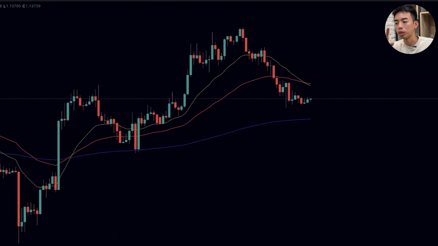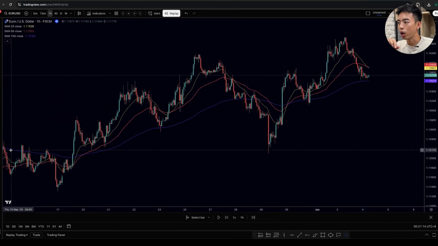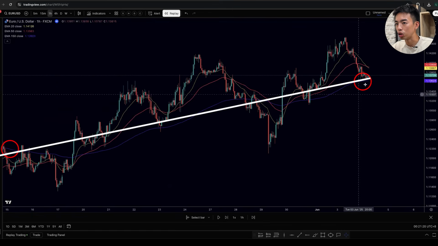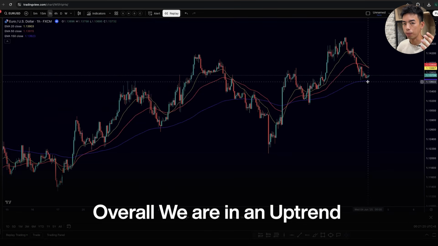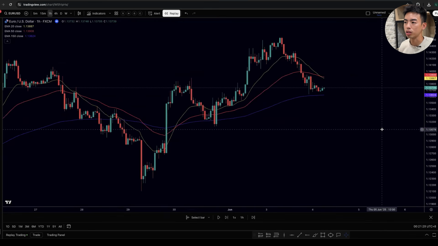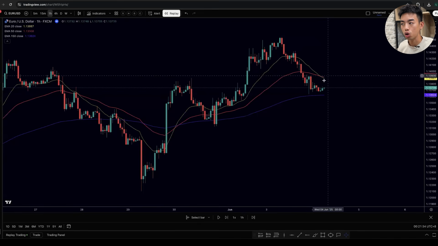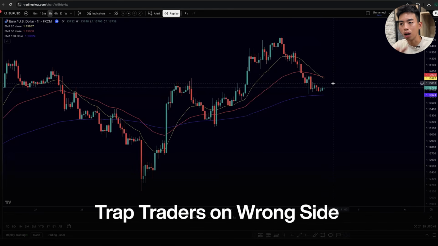However, you do not want to be selling because if I zoom out just slightly, we can see where the purple moving average is. It started at the bottom and now it's all the way up there, which tells you overall we are in an uptrend. If that's what the purple moving average is telling us, you do not want to be selling. This crossover pattern here is likely going to trap a lot of people selling on the wrong side.